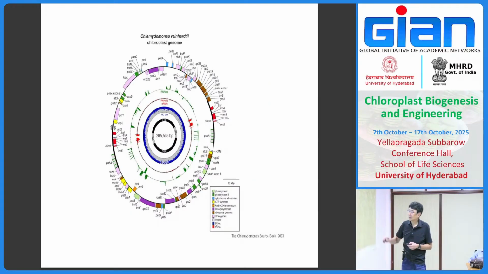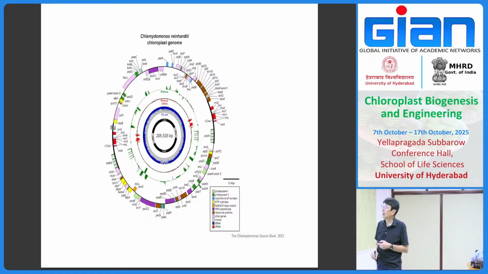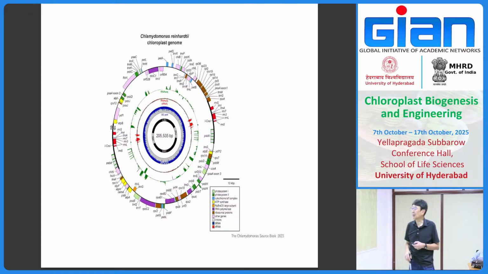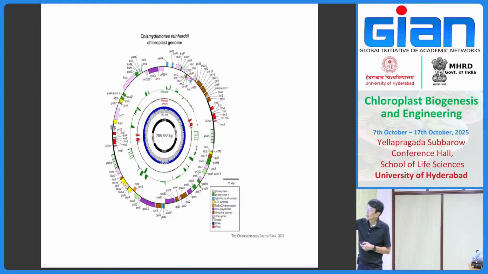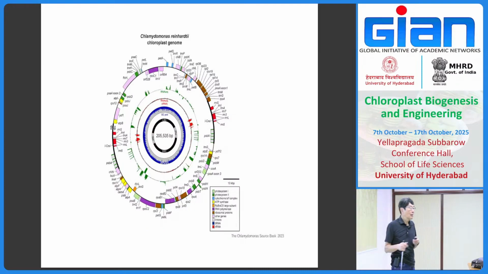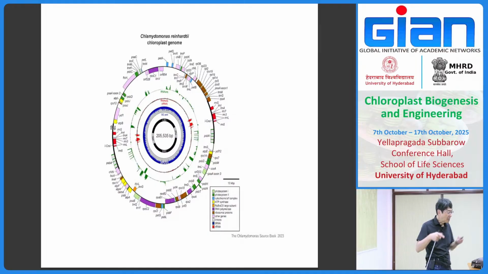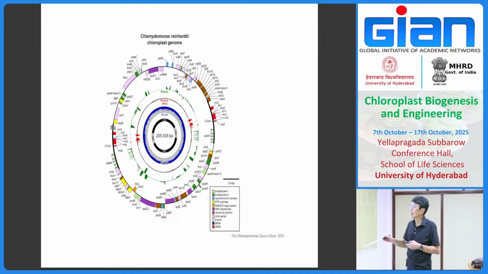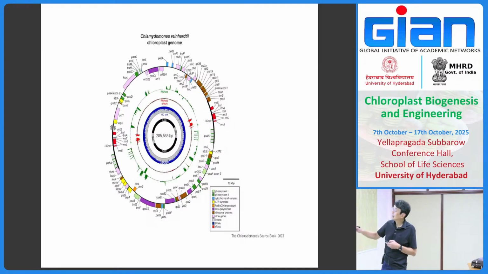This is the circular DNA of the chloroplast genome, about 205,535 base pairs. Here and here, both have the same DNA sequence repeated, duplicated, but in the opposite direction. And this is the small single copy region and the large single copy region.